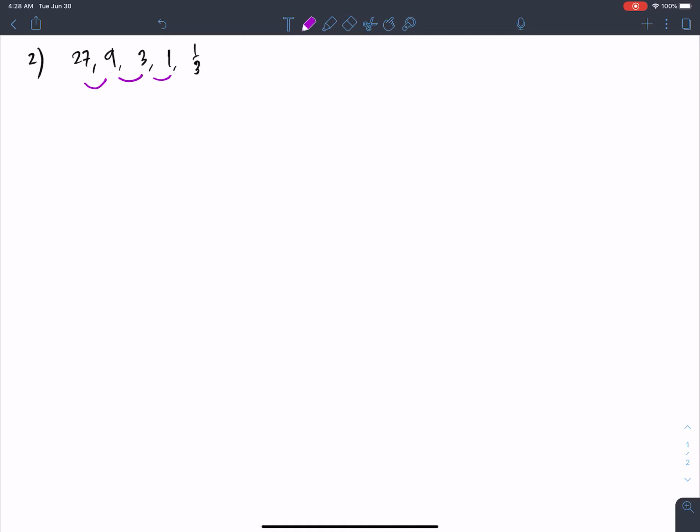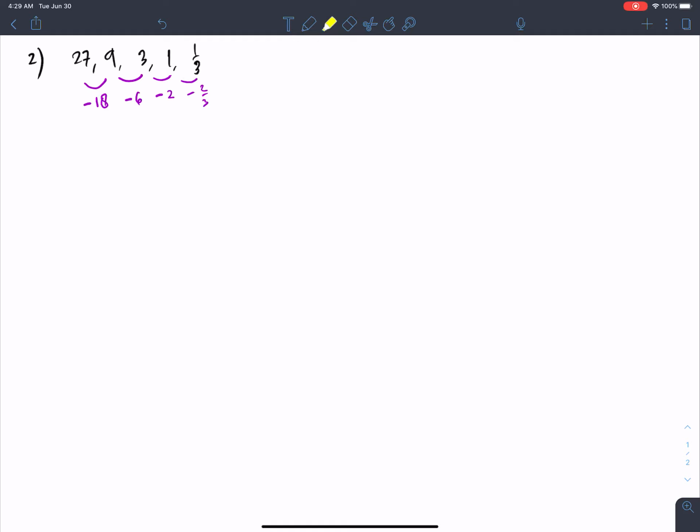27 to 9, 9 to 3, 3 to 1, and 1 to 1 over 3. If we look over here, the difference from 27 to 9 is, hold on, suddenly I cannot count this one. 9 minus 27, sorry, it's minus 18, and then from 9 to 3 is minus 6, from 3 to 1 is minus 2, and from 1 to 1 over 3 is minus 2 over 3.